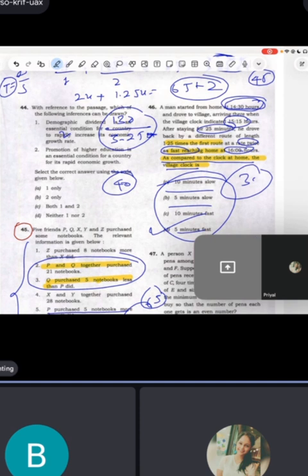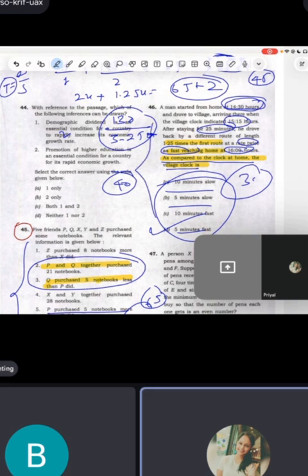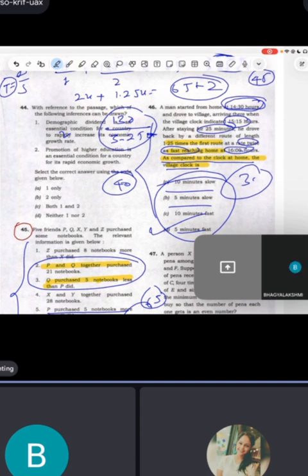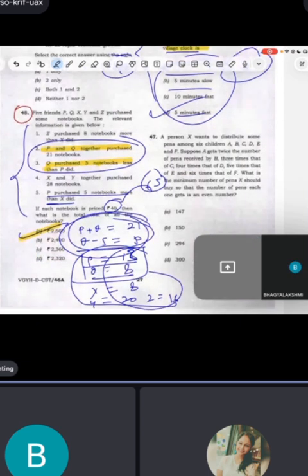Any doubt? No, Manish. And Bhagya? No. Okay, read this question.